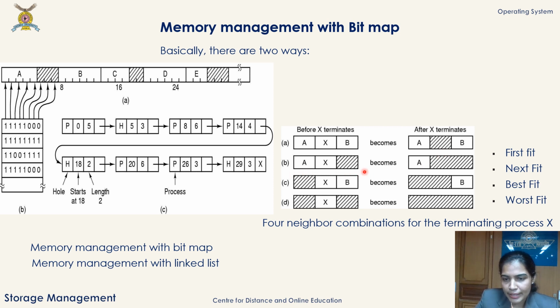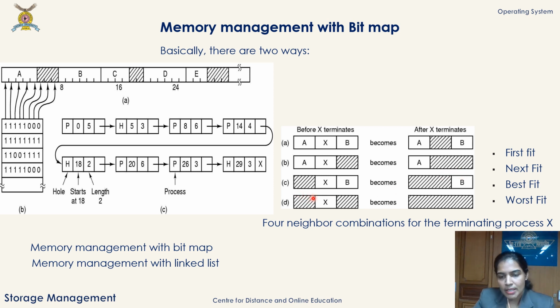This scenario B shows that we have process A, we have X, and some empty space. Now after this, if X terminates, what will happen? We'll combine this X and this empty space into one single partition. They are merged together, they are combined together.